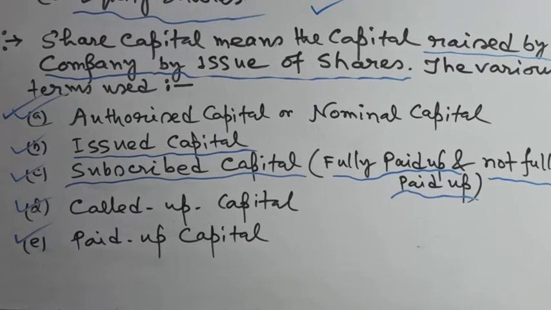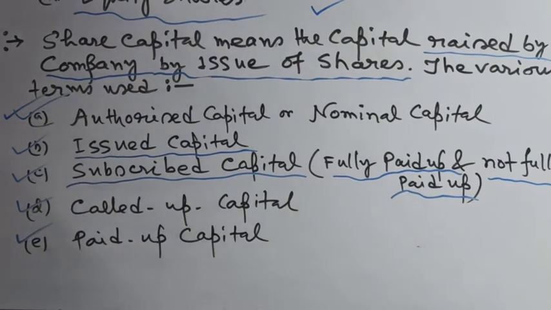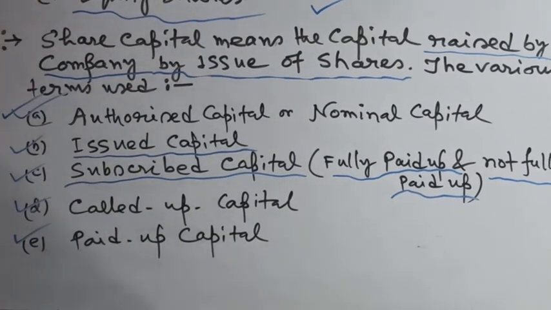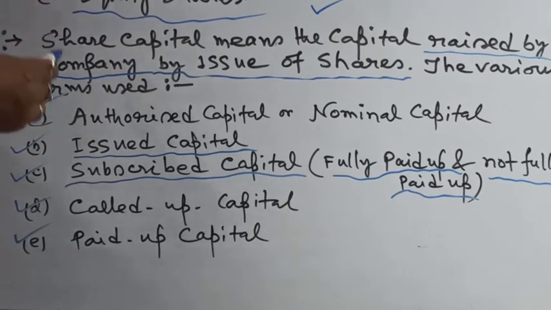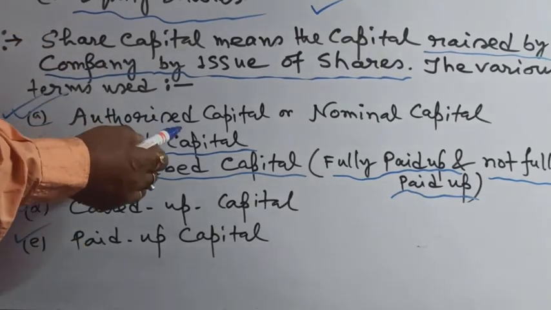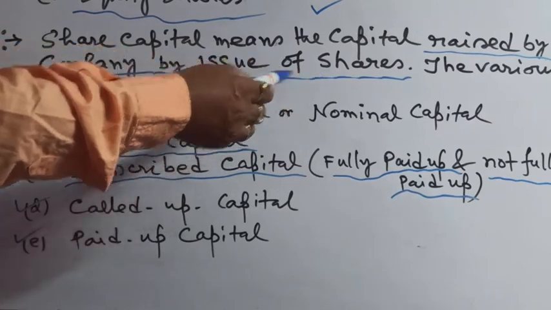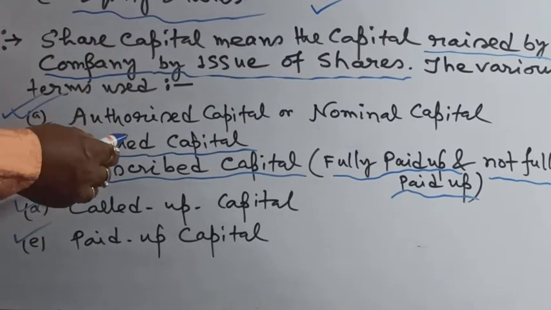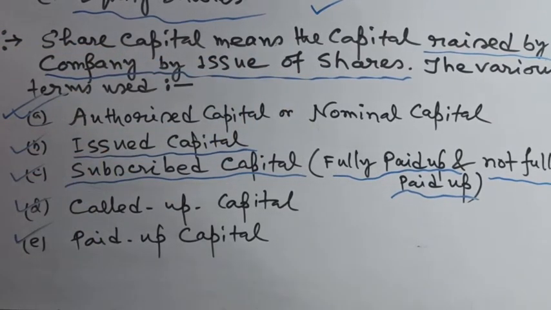Share capital is also shown when preparing the balance sheet of the company, in the notes to accounts. The capital of the company is shown in this form: authorized capital or nominal capital, issued capital, subscribed capital, called up capital, paid up capital. Okay, that is on the equity and liabilities side.